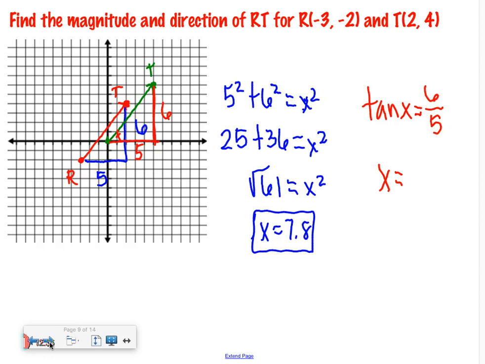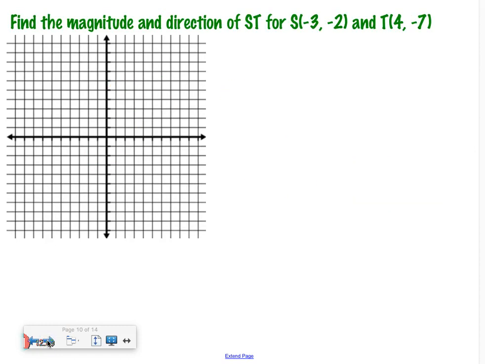What did anyone get? 50.2? That kind of looks like 52 degrees if you look at it. Sounds about right. Perfect. Okay, let's try another one. If they're not clicking yet, I promise they will. Just try another. So start off by graphing your points so you can see what direction your vector is going.